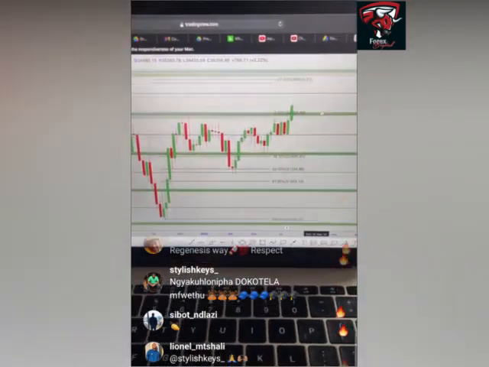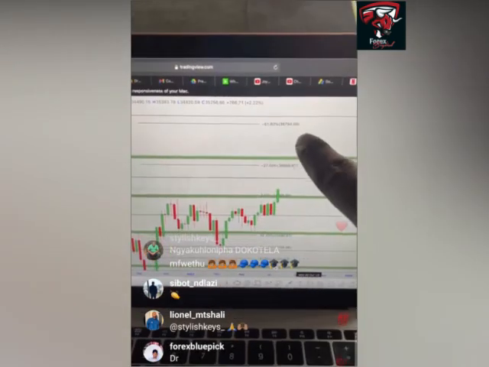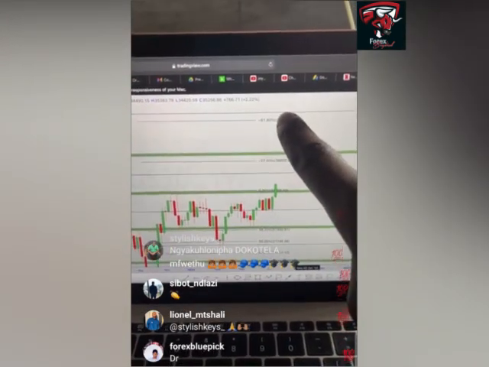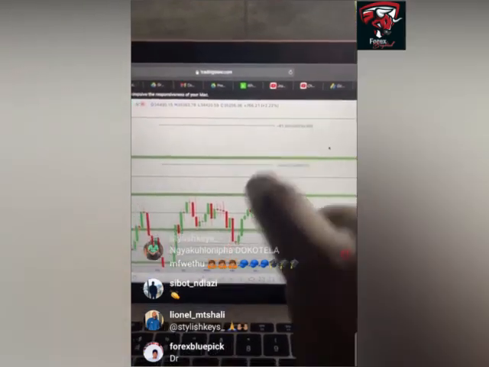Now, our targets are on the negative 27 for one, and then the second target will be on negative 61.8. Okay, so these are the two targets we use. So we use negative 27, negative 61.